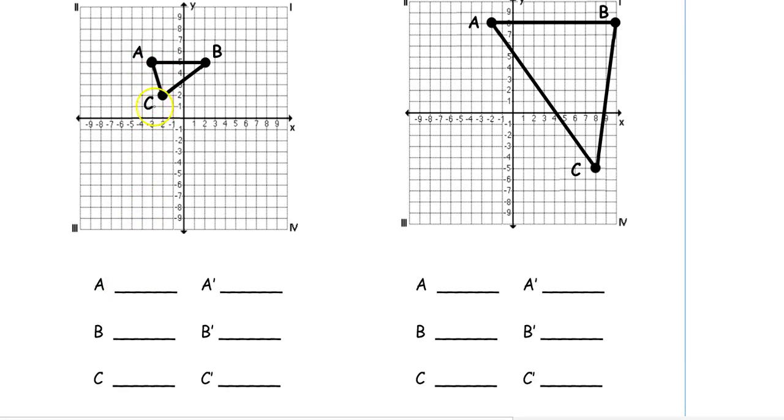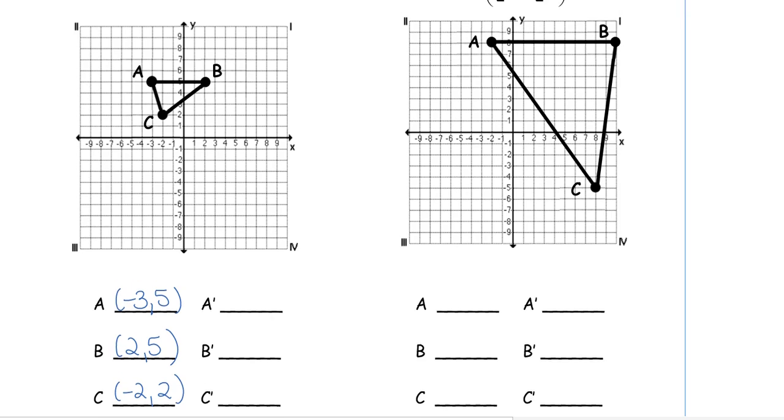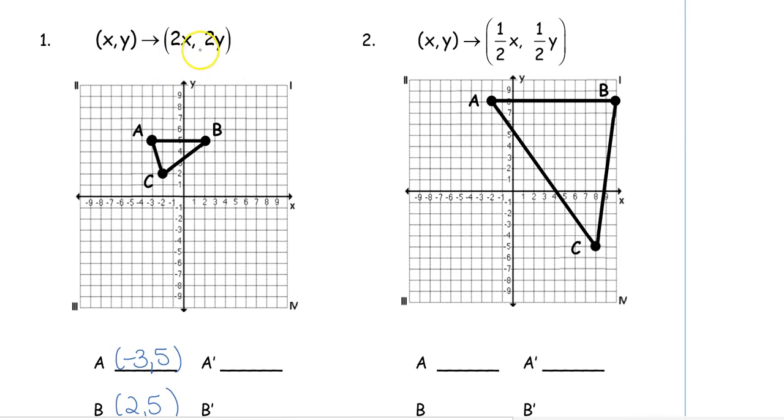So I'm going to get down to my coordinates down here, and I want to find those original points. So coordinates of A, I'm at left 3, up 5, so I'm at negative 3, 5. B, we're going right 2, up 5, so 2, 5. And C is at negative 2, positive 2. From here, according to my directions, this tells me I'm going to multiply each of my x's by 2 and each of my y's by 2. In order to keep the same shape, but just change the size, I have to multiply the x and y by the same number. I would never multiply x by 2 and y by 3.